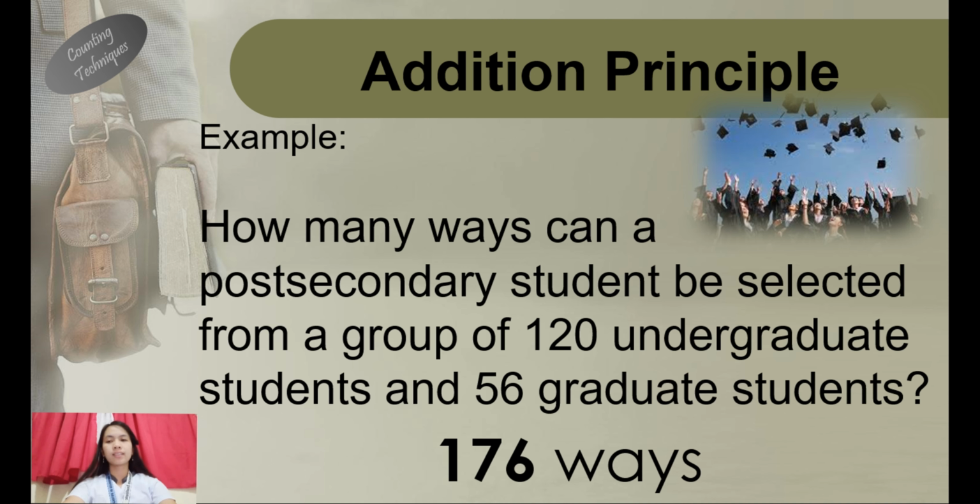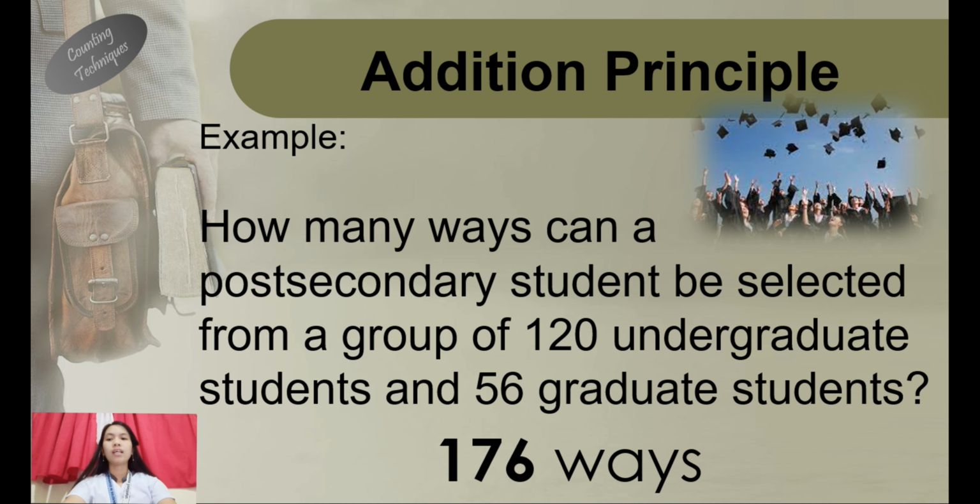So here's our example. How many ways can post-secondary students be selected from a group of 120 undergraduate students and 56 graduate students? The solution for this is simply to add the two, the 120 and 56, which is equivalent to 176. And that's it. We have 176 ways.